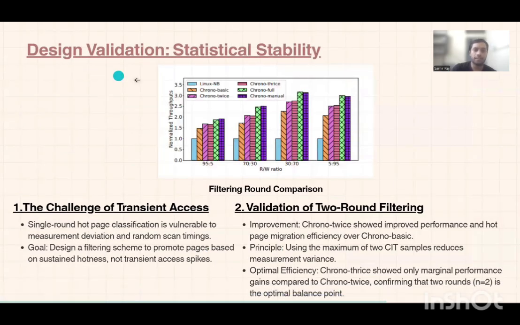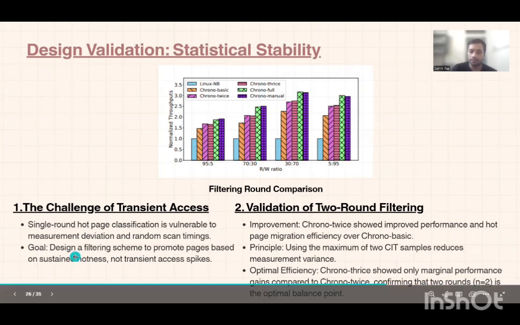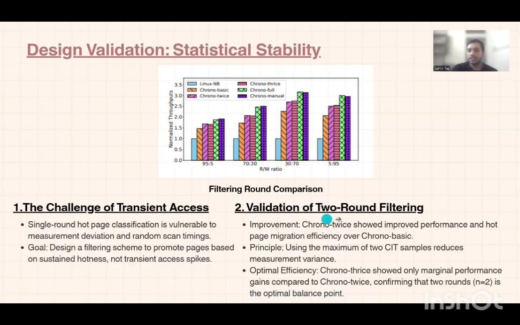Moving on to design validation. When designing, the first challenge faced was transient access. The single round hot page is very vulnerable to random accesses and noise. To tackle this problem, the design uses a filtering system to promote hot pages based on their frequency. The design contains a validation of two round filtering.